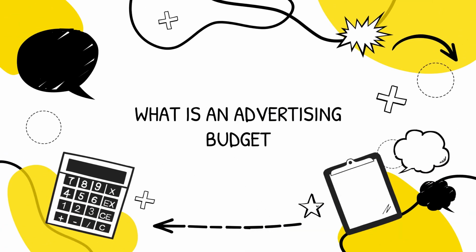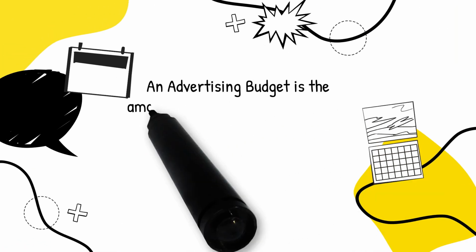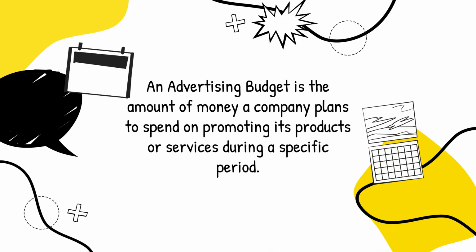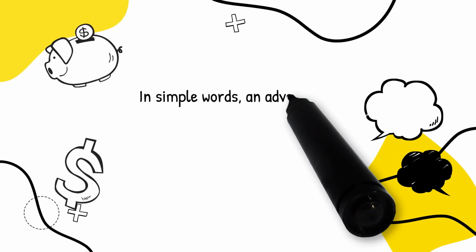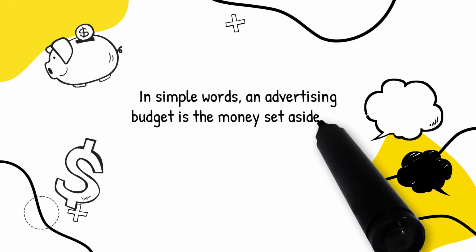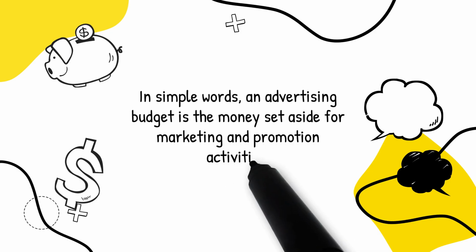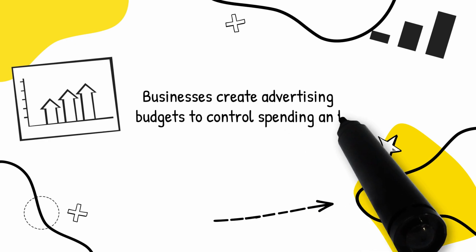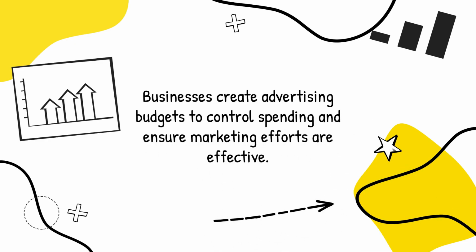What is an advertising budget? An advertising budget is the amount of money a company plans to spend on promoting its products or services during a specific period. In simple words, an advertising budget is the money set aside for marketing and promotion activities. Businesses create advertising budgets to control spending and ensure marketing efforts are effective.